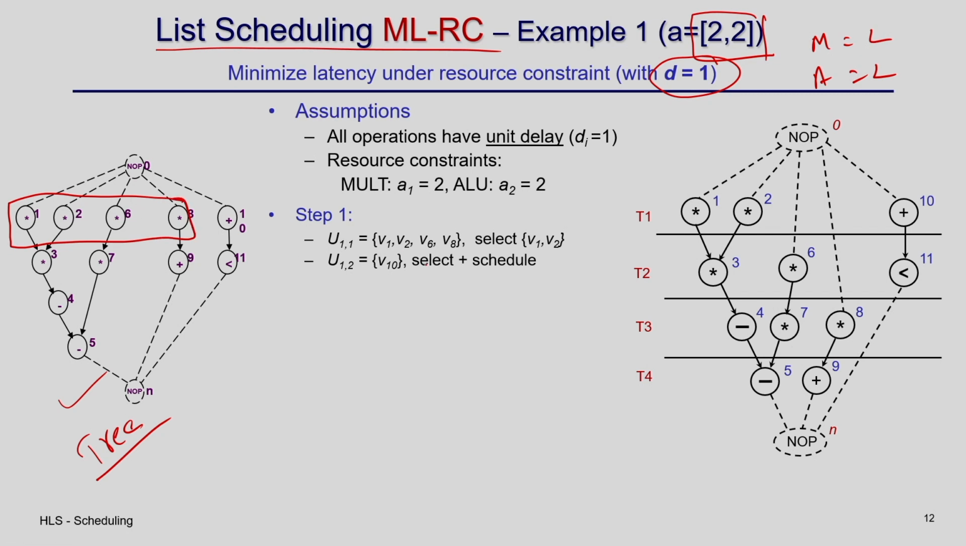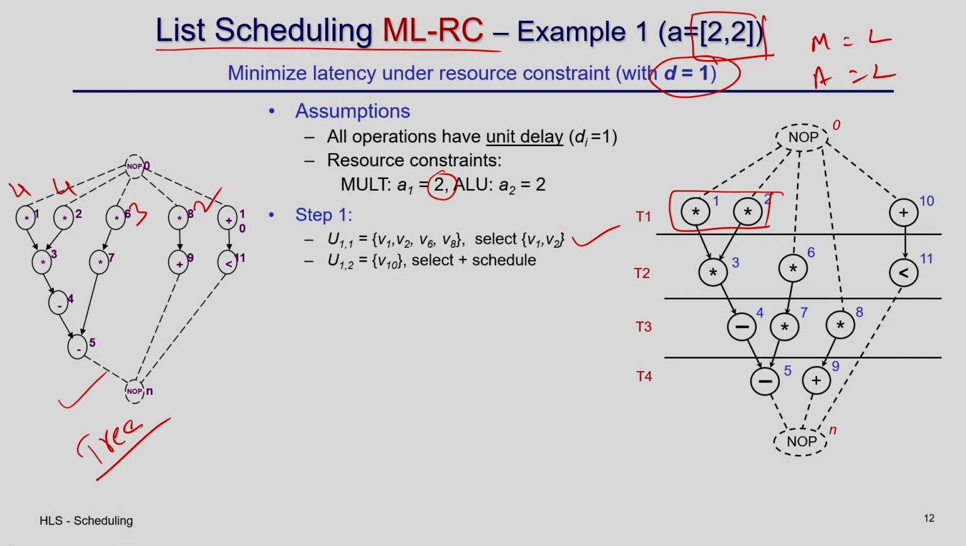So, you can understand that in time step 1 these 4 operations are ready to be scheduled: V1, V2, V6 and V8. Since I have 2 multipliers available, which am I going to select? The one with the highest distance. You remember this is 4, this is also 4, this is 3, this is 3, sorry, this is 2. So, obviously I am going to select 1 and 2. That is why I have scheduled 1 and 2 in time step 1.